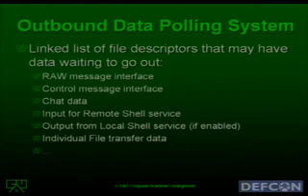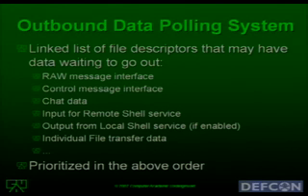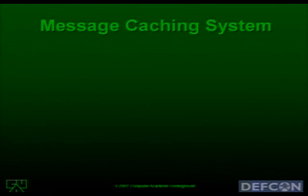The outbound data polling system, I basically implemented it as just a big linked list of file descriptors that may or may not have data waiting to go out. We can poll those, and they're in a particular order for preference. So raw messages will always go out first if there's one waiting to go out. After that, control messages will go out, chat data, input from the remote shell service, output from the local shell service if you're running one, and then individual file transfer data for any number of particular files you may have going. And then, like I said, they're prioritized in that order.